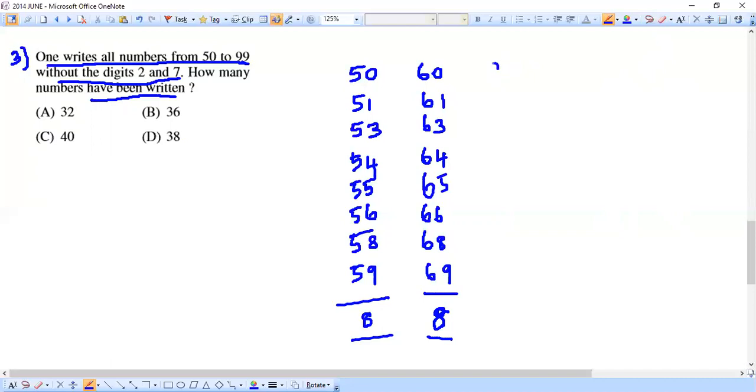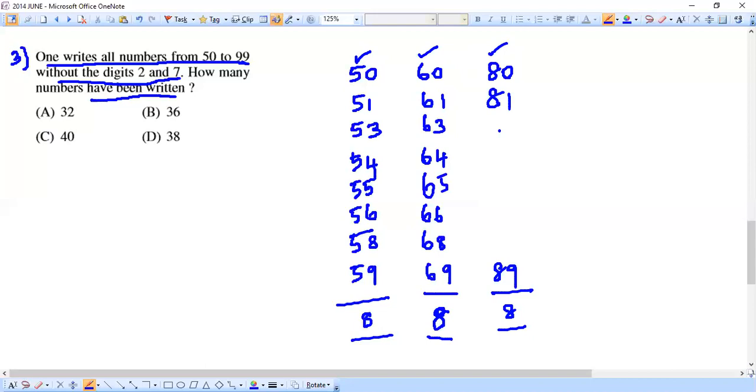So next we come to 80s. So in the 80s we have the same kind of numbers, 80, 81, up to 89. Once again here also we will have 8 numbers because the last digits are going to be the same. Only the first digit will be 8. Here the first digits are all 5. Here first digits are all 6. Here first digits are all 8.